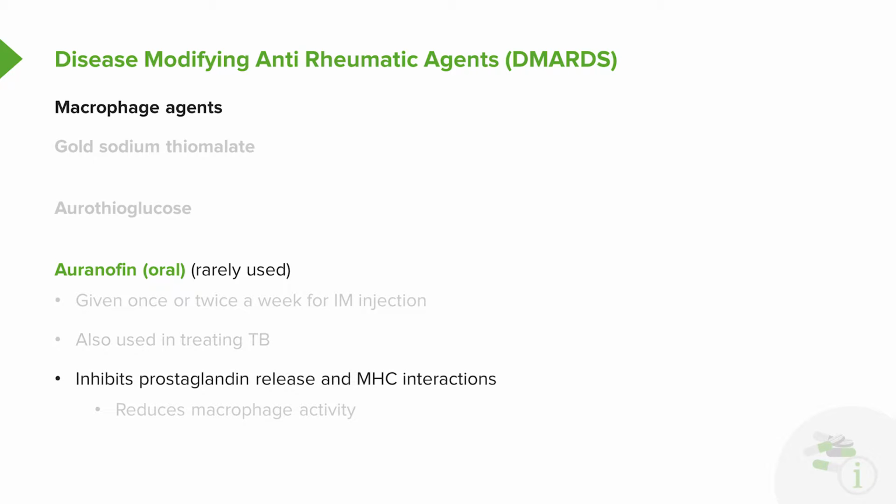Now, how does it work? We believe that it inhibits prostaglandin release. There's also something called the major histocompatibility complex, and the interactions between cells rely on these complexes. We believe gold acts by inhibiting these interactions. We know that gold certainly reduces macrophage activity.